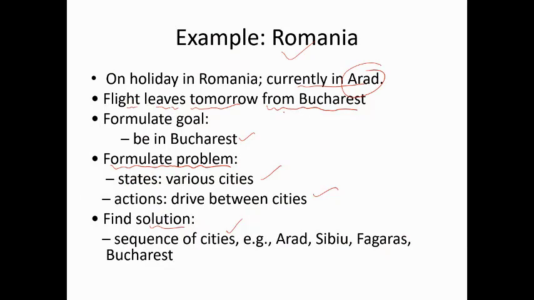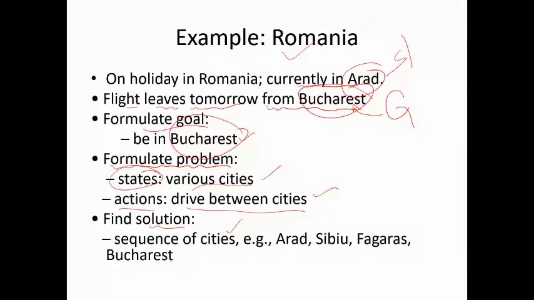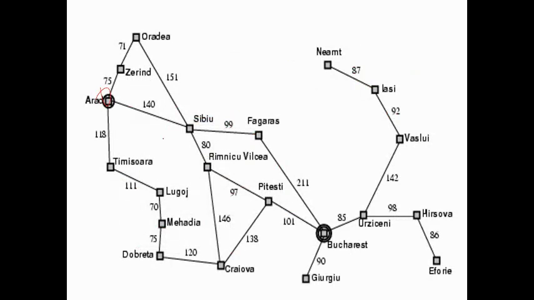We have a starting point in Iran and we are moving to the final one. This is the starting point, you can think of it as state one, and this is the goal, the last state. We formulate the goal by thinking about the destination, and formulate the problem by considering different states, different cities. The action is done in between the cities, and finding the solution is actually moving from one state to another, that is, moving from one city to another, a sequence of cities. So this is the same example.